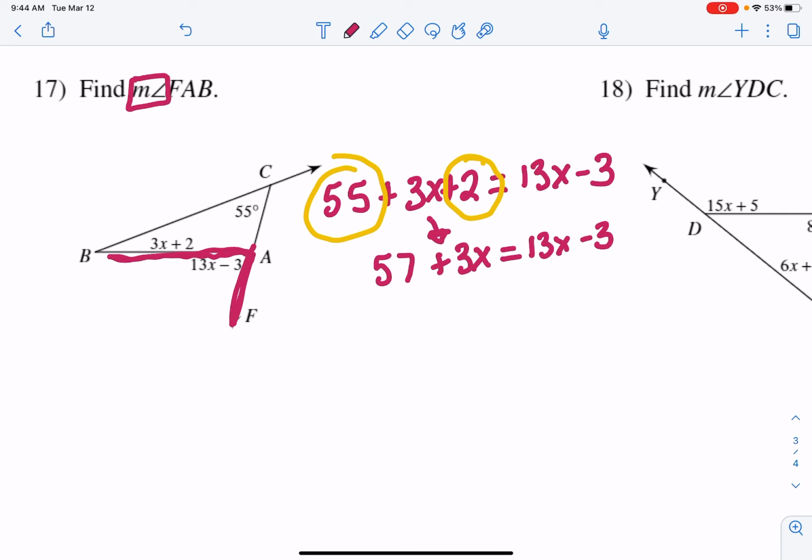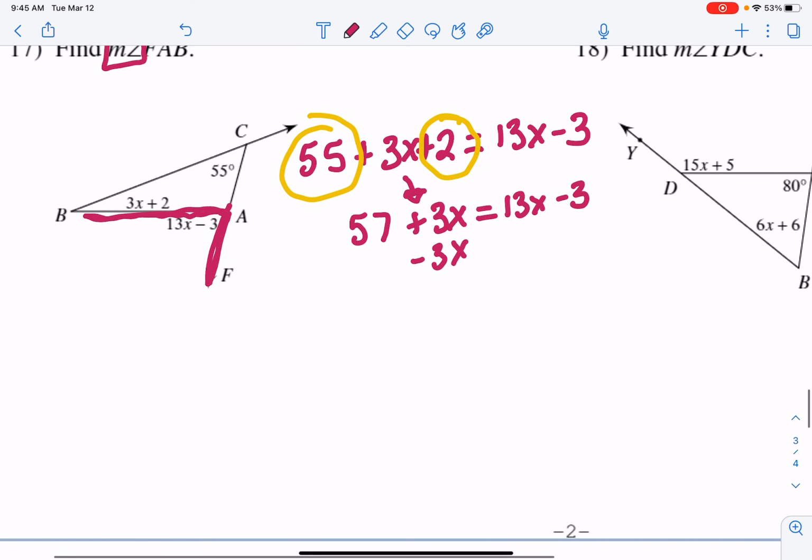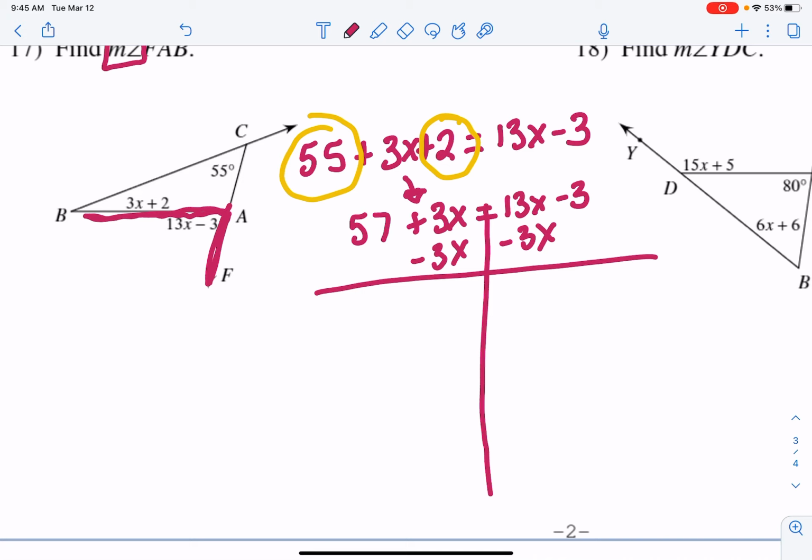So to make it so we only have a variable on one side, we're going to start by subtracting the smaller variable from both sides. So we're going to subtract 3x from both sides here. Remember, both sides of the equal sign, so I'm going to draw that line there so we remember what we're talking about. All right, so then on my left-hand side, all I'm left with is my 57 because these 3x's cancel out. That 13x minus 3x gives me 10x, and then I'm going to bring down that minus 3. So our new equation says 57 equals 10x minus 3.